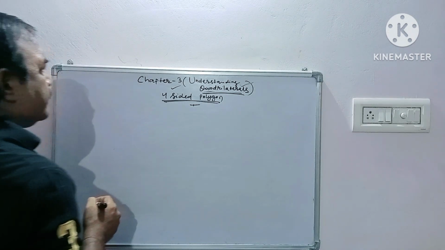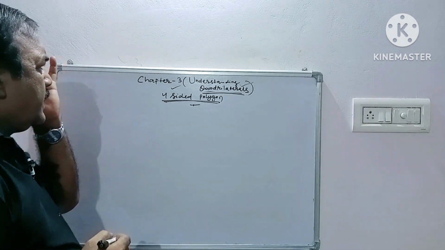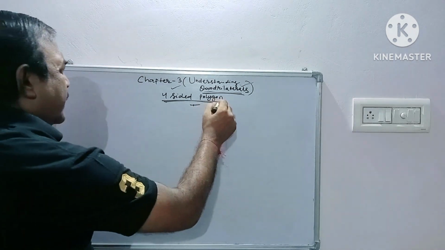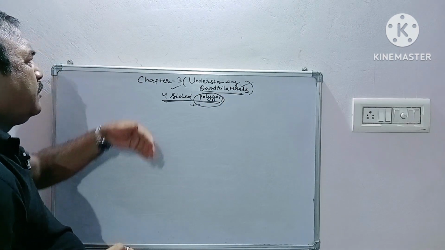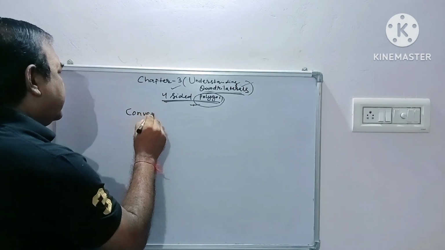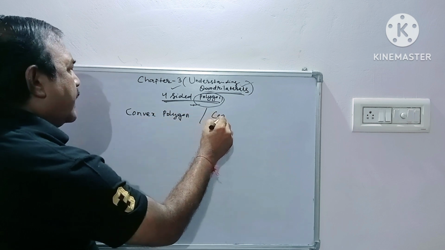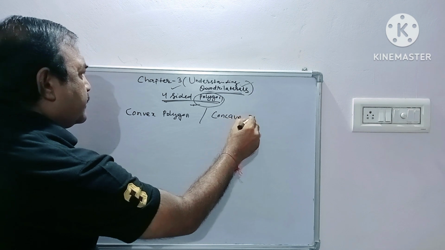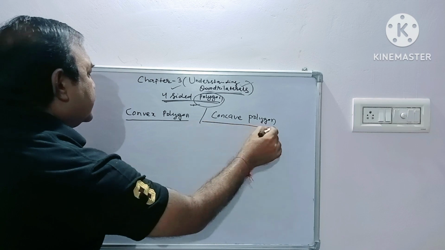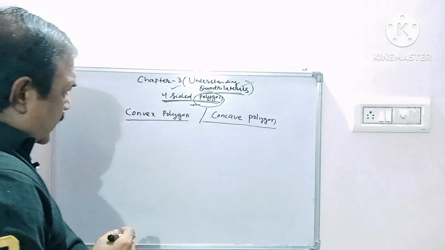So when we are reading chapter 3, Understanding Quadrilaterals, it is a four-sided polygon, and we are first discussing polygons. Then we will move to the quadrilateral. You see, polygon, convex polygon, and concave polygon. Generally, we deal with the convex polygon.